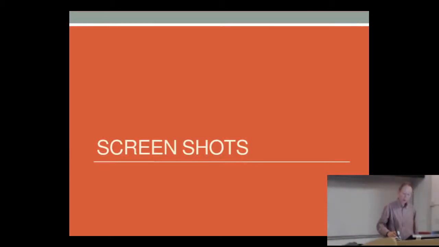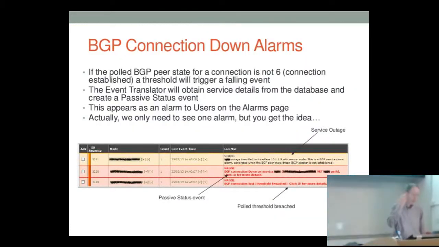Okay, so to prove that it works, if you like, we've got some screenshots of what the guys who are using this see. When the connection to a peer fails, a number of things come through to the operators. At the top we get a service outage that's fairly generic, because it's supposed to be simple, so they understand exactly what's going on.